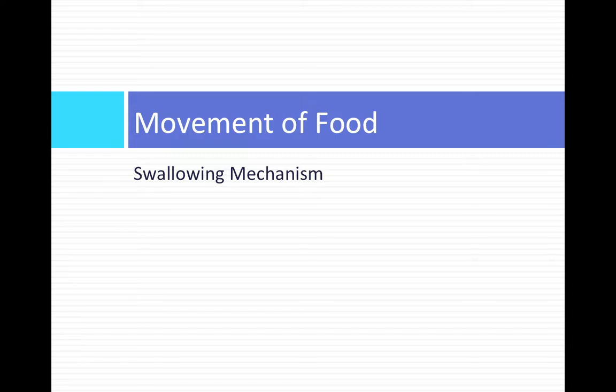Food moves through our digestive system through a series of voluntary and involuntary mechanisms. So, something like chewing is obviously voluntary. We choose to chew our food. When we're talking about movement through the large and small intestines, that's obviously involuntary. You can't control the movement of food once it's in your intestines.